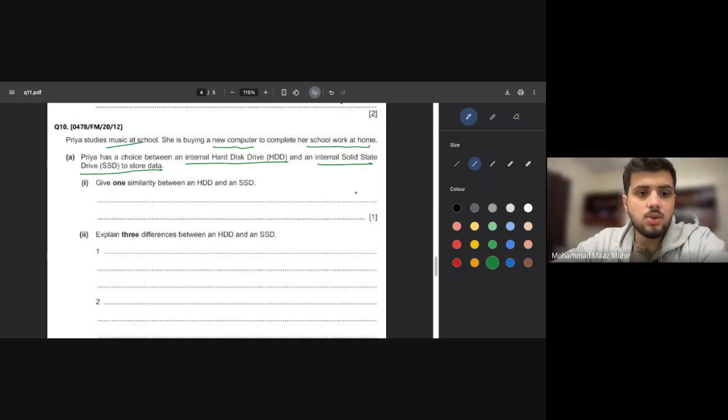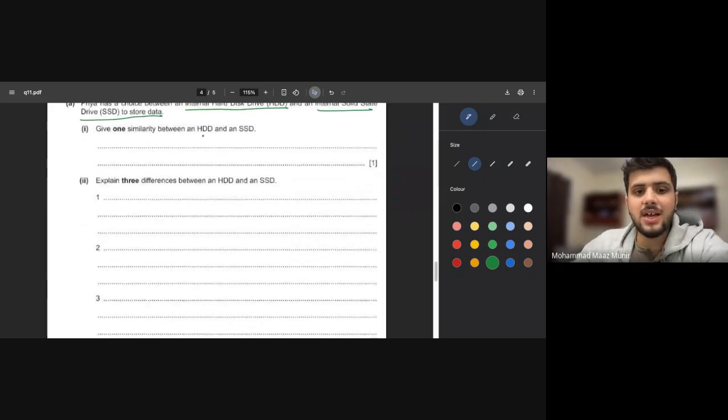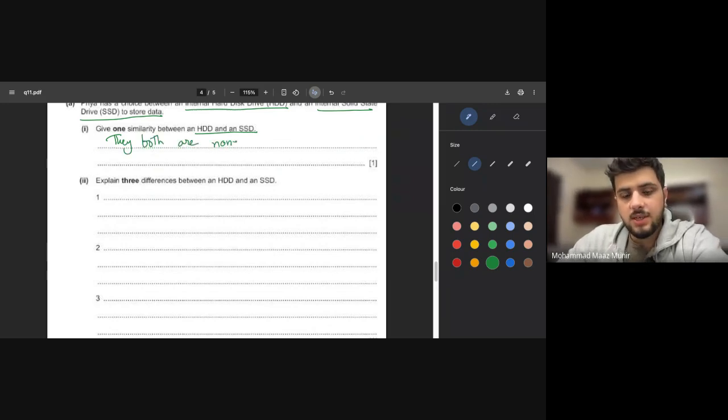So now the first question says, give one similarity between hard disk and SSD. So you just need to list down one similarity. The similarity is that they both are non-volatile, or they both are secondary storage, and they both have read-write abilities. So the best one is they both are non-volatile, which basically means that both of them store data not temporarily but permanently.